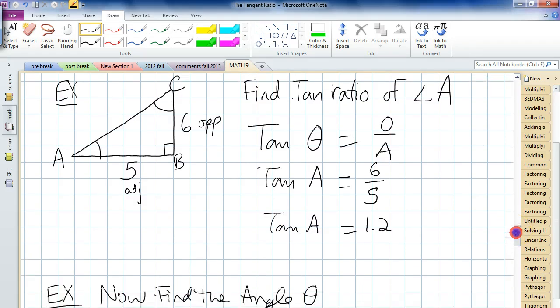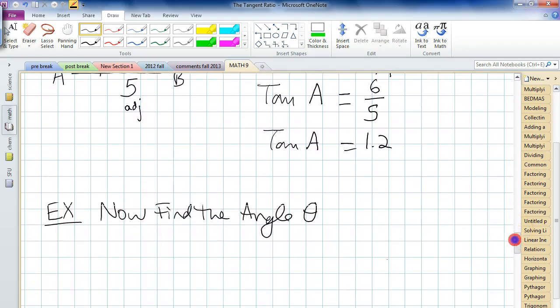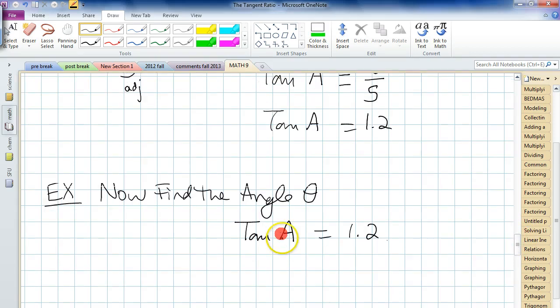What we're going to do next is find the angle. So now we're going to find the angle. We're told that tan of the angle, using the tan button on the calculator, is equal to 1.2. How do you do that? Bottom line, what are we trying to do? We're trying to solve for A. What's bugging the A?